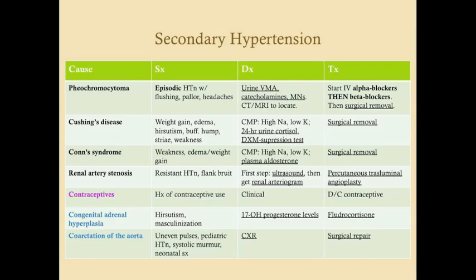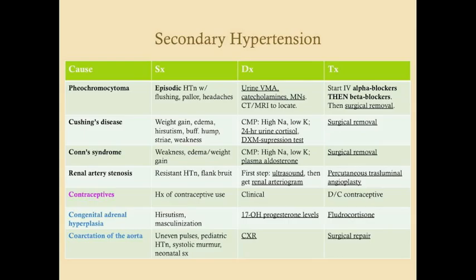you can give them IV beta blockers. You can't do it the other way around. If you give them IV beta blockers, the patient will quickly decompensate. So you need to give them alpha blockers first, then beta blockers, and then you can wheel them in for surgical removal. And you'll usually do all of these on the same day, but you don't have to.